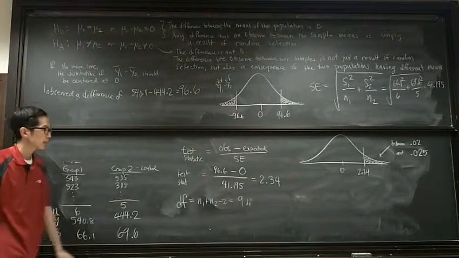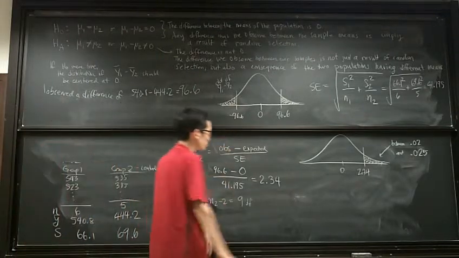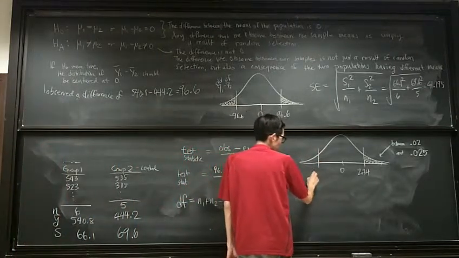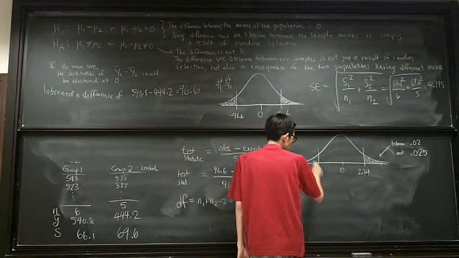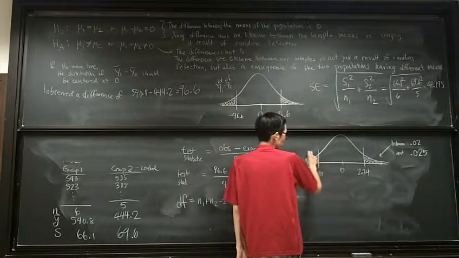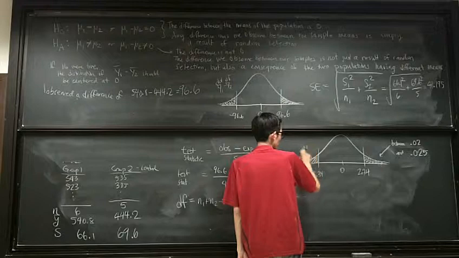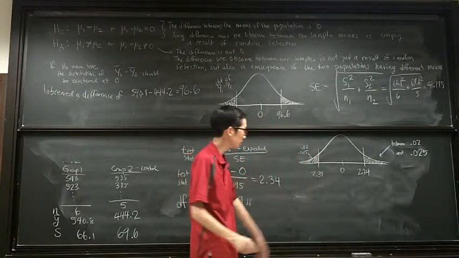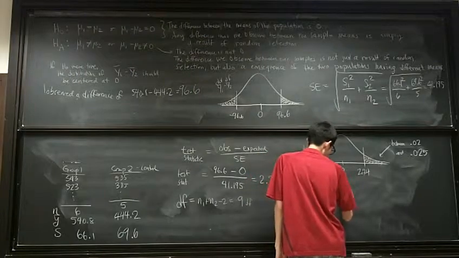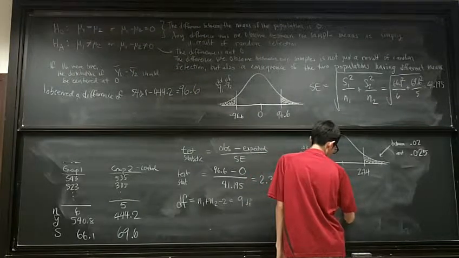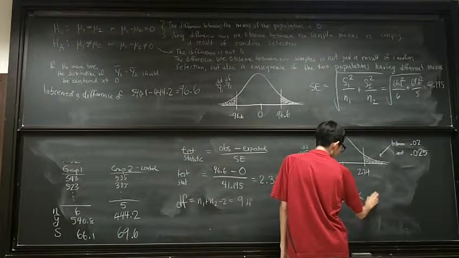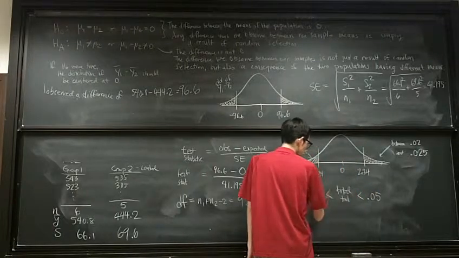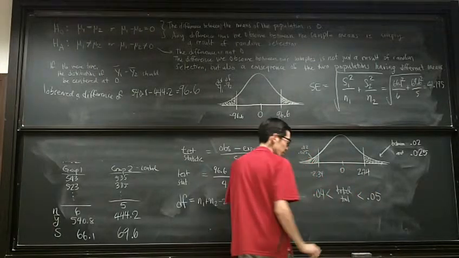Okay, and so therefore, if I drew this same thing and I put negative 2.34, the amount in this tail would also be between 0.02 and 0.025. So my total area in the tails, I don't know exactly what it is, but I do know it's going to be less than 5%, but more than 4%.